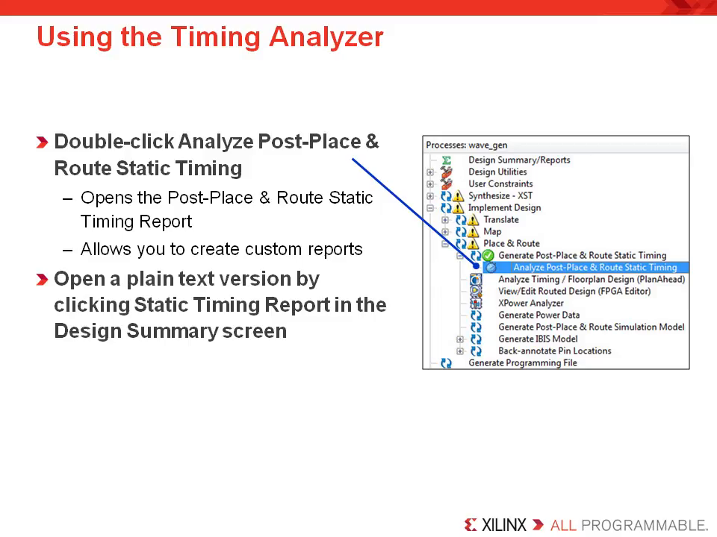The post-map static timing report is an estimate of your design's timing. It is generated before place and route so you can determine if your constraints are realistic. The delay paths reported contain the actual logic delays, but the net delays in the post-map static timing report are estimates.